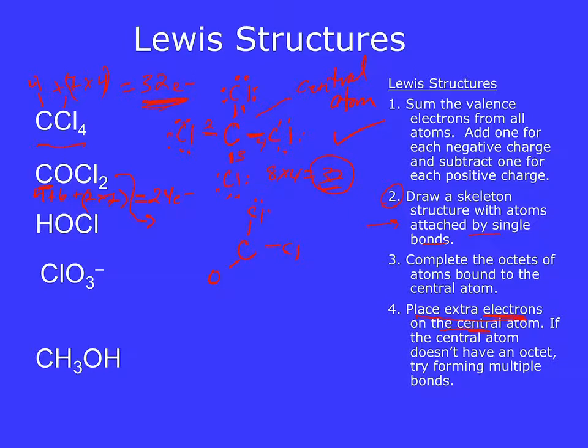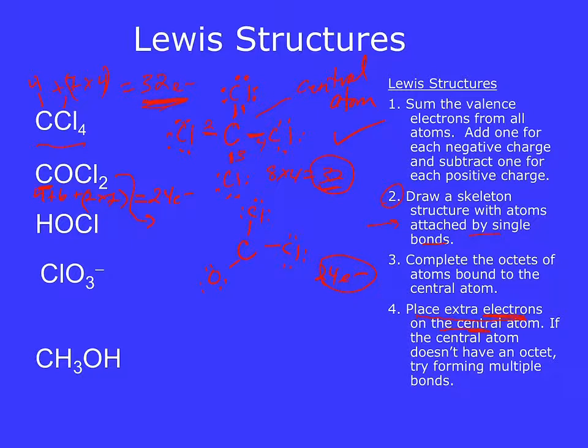Now let's complete the octets of the outside atoms. I'm going to put these all on the outside atoms first, and then I'll count them up to see how many I've used. So it looks like we've got 8, 16, 24 electrons. Okay, there we go. So I've used all 24 electrons.